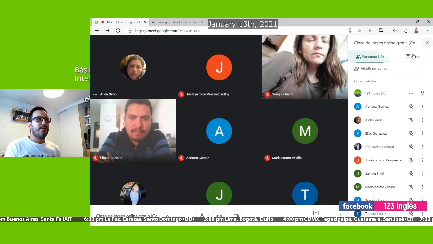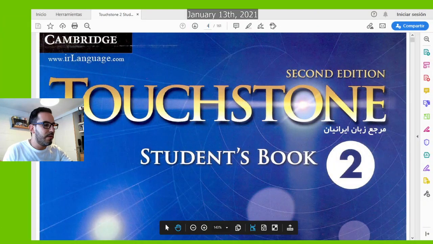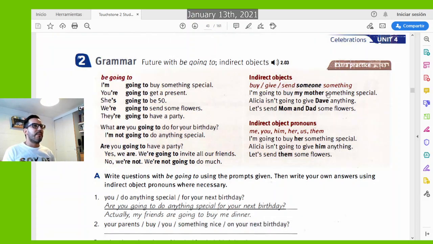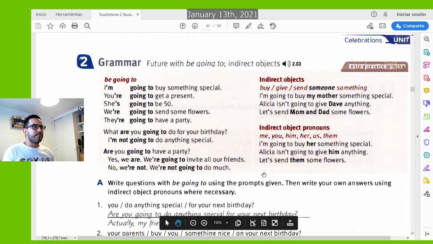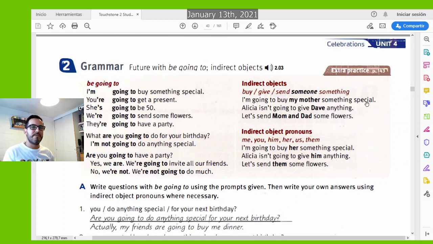All right, thank you, teacher. Okay, very good. So let me go to the page we are working on. I think it's 43. Very good. Yeah. So here we have indirect objects. Yeah. First example. Check this example. I'm going to buy my mother something special.